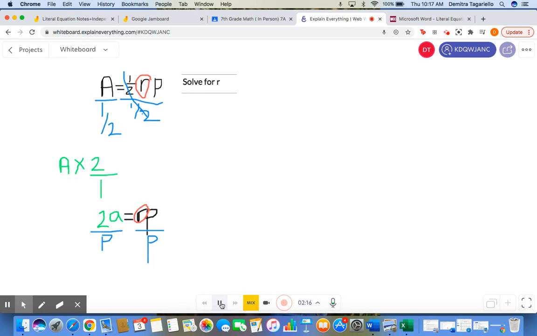And then I'm going to rewrite my equation solving for r. So that means r is going to be equal to 2a divided by p. And this is the final answer.